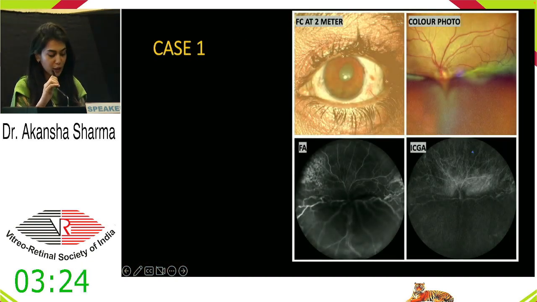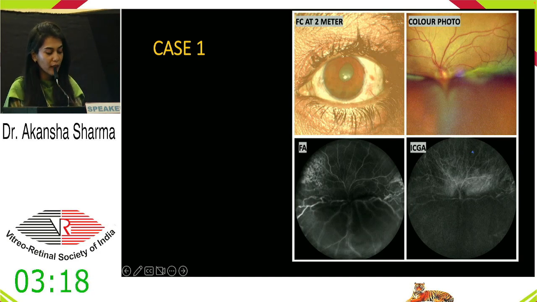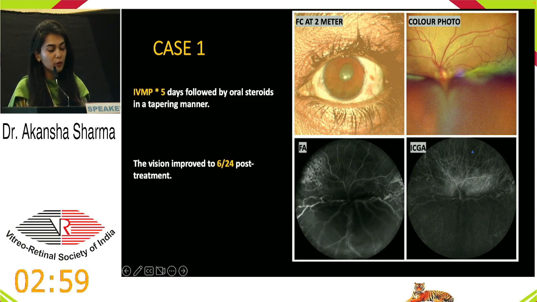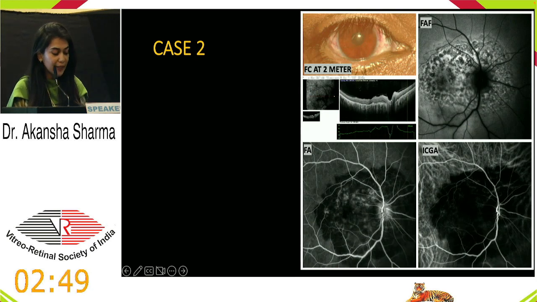Discussing a few cases, this is the first case where we can see there are multiple keratic precipitates at the back of the cornea of a non-dilating pupil with a muddy iris. The color photo of the same shows an exudative retinal detachment which involves 180 degrees of the inferior retina. The FA of the patient shows an altered foveal avascular zone with leakages, and the ICG shows hyperfluorescence from the early to late phases. This case was managed with intravitreal methylprednisolone for 5 days followed by oral steroids in a tapering manner, and the vision of the patient improved from finger counting at 2 meters to 6/24 post-treatment.